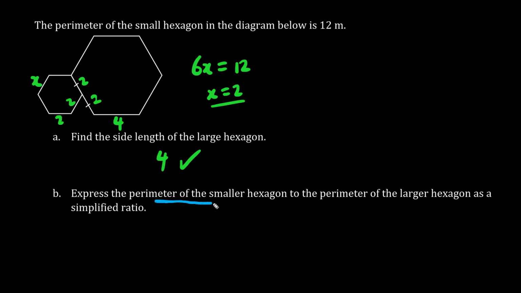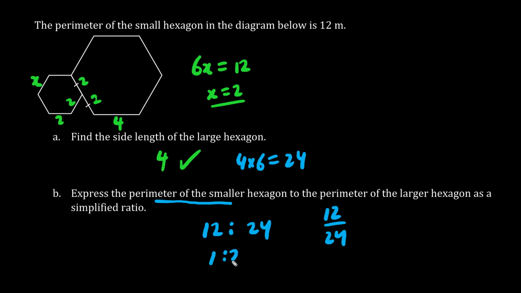Now let's find the perimeter of the smaller hexagon. We previously found it as 12. And we're going to set up a ratio. The small to the larger perimeter, we said the larger perimeter was going to be 4 times 6 is 24 meters. And we can simplify this because this is essentially 12 divided by 24. We divide both sides by 12, we get 1:2. In other words, the perimeter of the smaller hexagon is 1/2 that of the larger one.